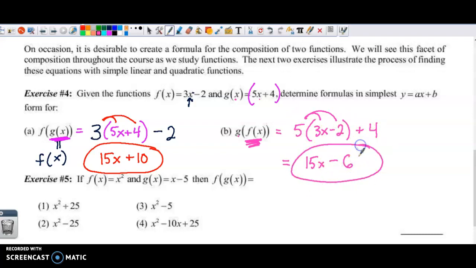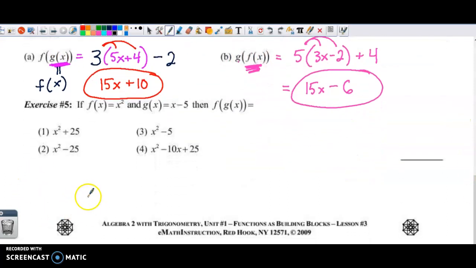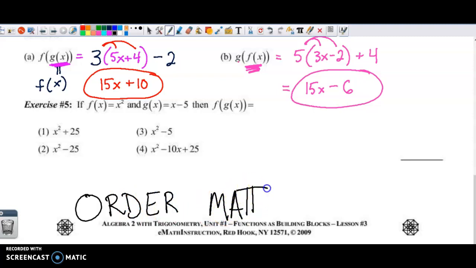And another thing I need to point out is notice f of g of x is not equal to g of f of x. So why am I pointing that out? Let me write it here at the bottom. Order matters. So when you get to a multiple choice question, you might think that you're right because you did, say, g of f of x when the directions ask you to do f of g of x.